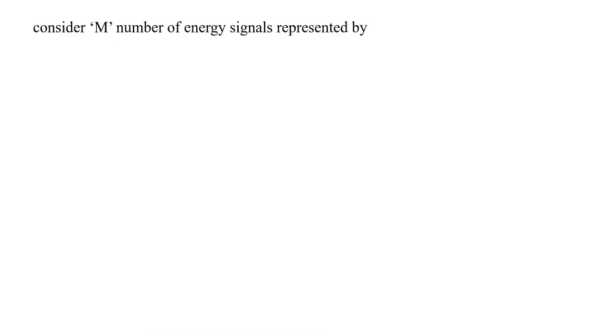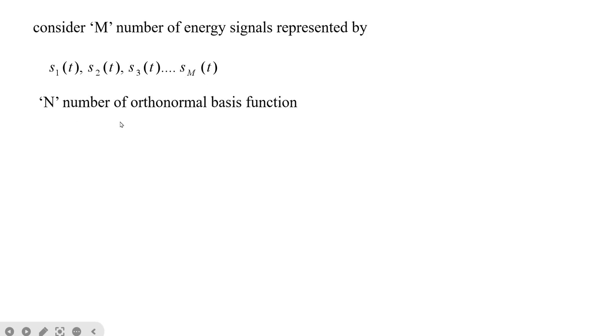Now consider m number of real energy signals in the time domain, represented by s1(t), s2(t), s3(t) up to sm(t). Because here we are considering m number of symbols, we are taking the symbols up to sm(t). And here we'll consider n number of orthonormal basis functions, represented by phi 1(t), phi 2(t), phi 3(t) up to phi n(t).